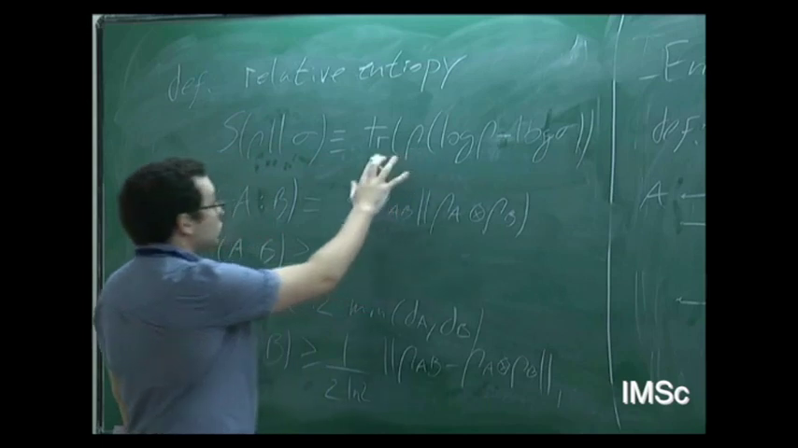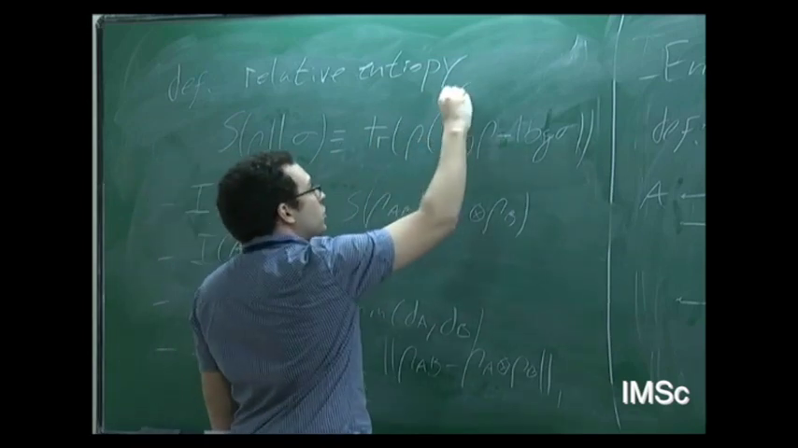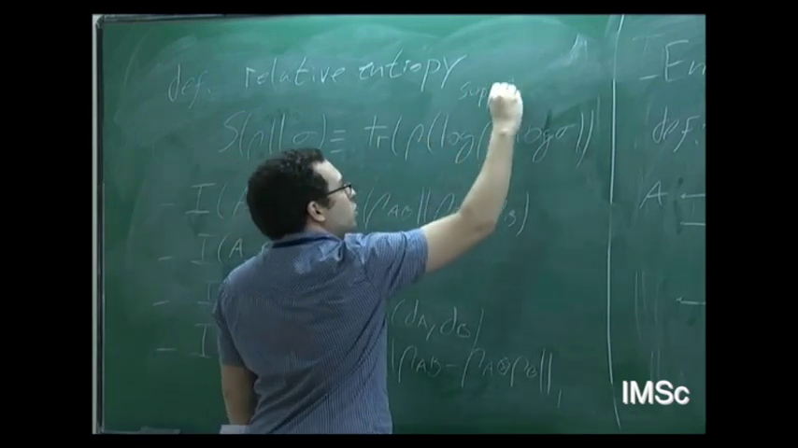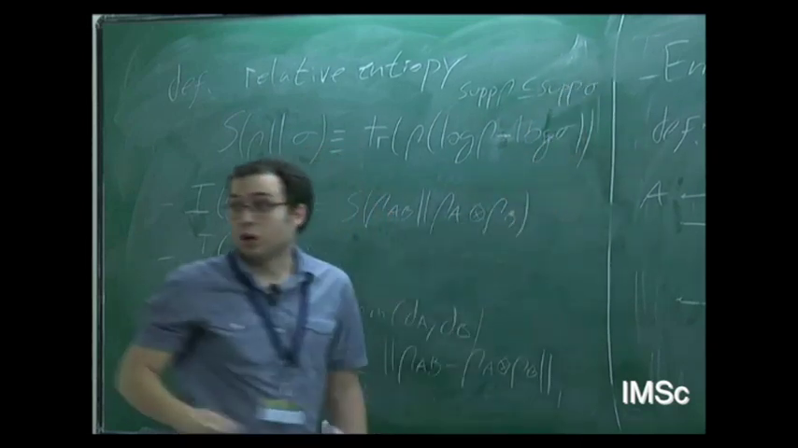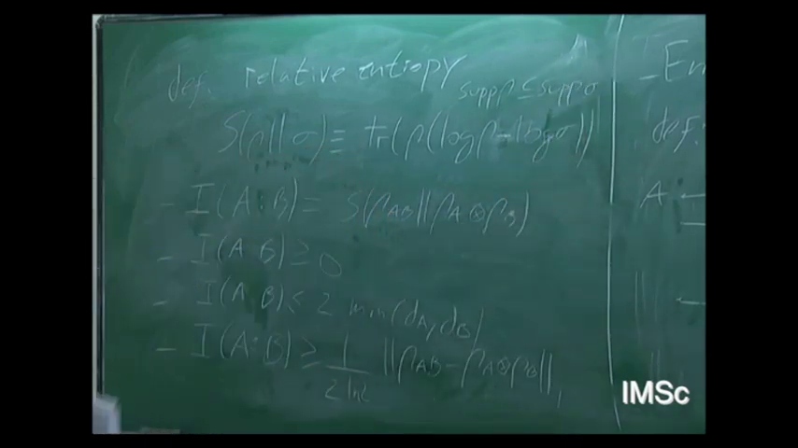Yeah, thank you, that's important. So for this to make sense, the support of rho should be contained in the support of sigma. Otherwise, this diverges.